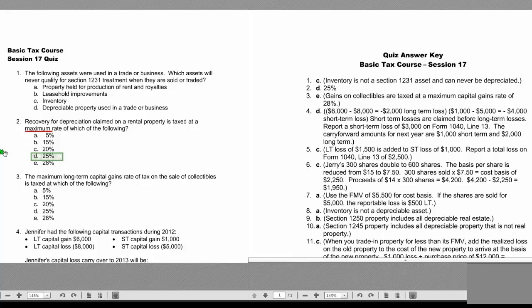How is capital gain on the sale of real estate taxed? If the real estate was depreciable and eligible for depreciation deductions, and then you sell that real estate at a gain, the portion of that gain that is attributable to previously claimed depreciation is taxed as recovery property. And the maximum rate of taxation on recovery property is 25%, and that is why D is the correct answer.